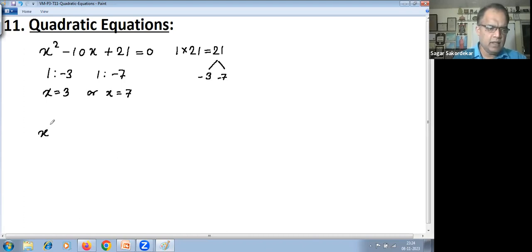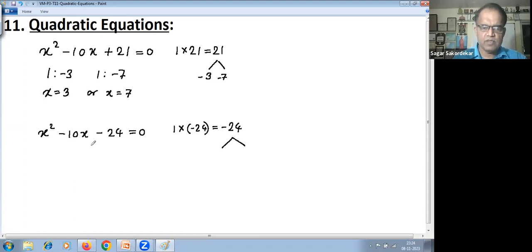Next example, x square minus 10x minus 24 equal to 0. So coefficient of x square is 1. Now here constant is minus 24. So 1 into minus 24 is minus 24. Now you have to find factors of minus 24 such that sum is equal to minus 10.